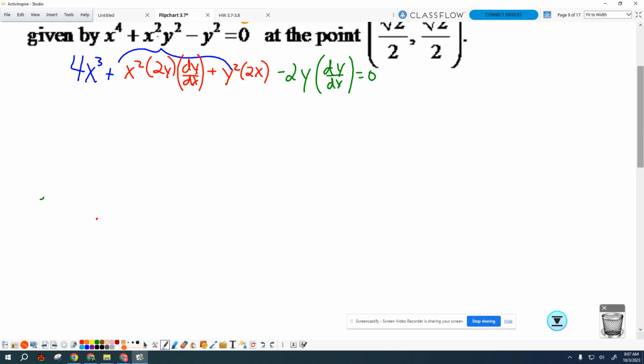Sasha, what now? You move the x's over to the other side. So then factor out dy dx. Okay, so I'm gonna leave these on the left and move the other guys over? Okay. So minus 4x cubed and minus 2xy squared. And Sasha says, well, factor out the dy dx.